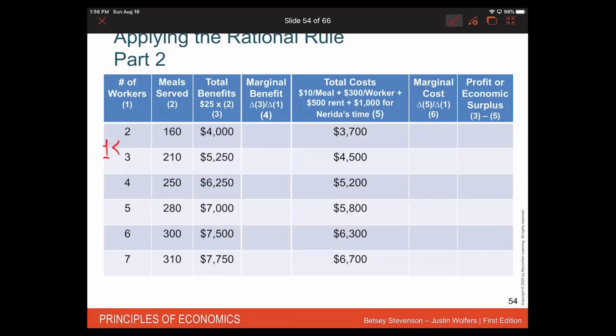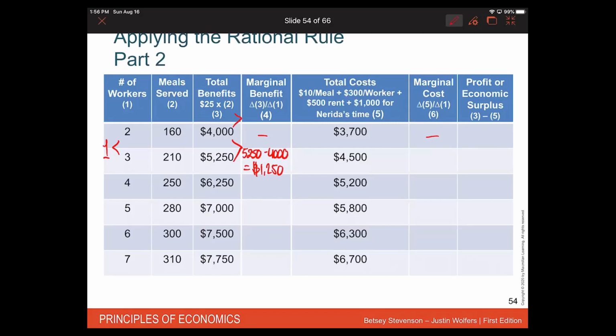So now let's find the change in total benefits from 2 to 3 workers. The change in benefits here is 5,250 minus 4,000. So the marginal benefit for the 3rd worker is 1,250. Notice how we ignored the first box. We're also going to do that with marginal cost. We ignore the first box because we don't have the previous total benefits before that, so we have incomplete information.